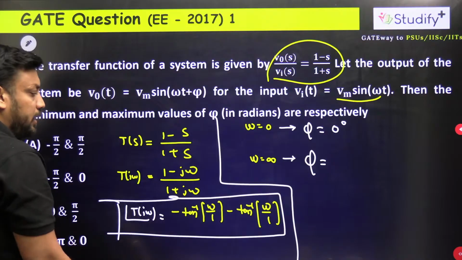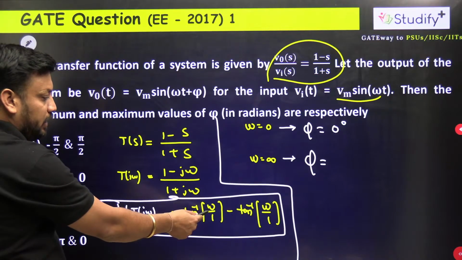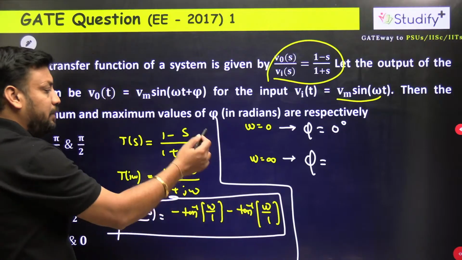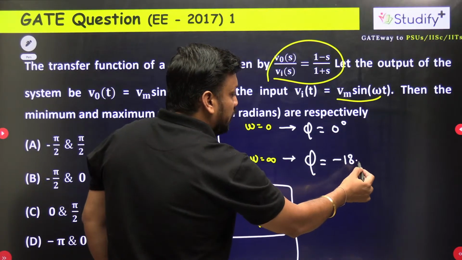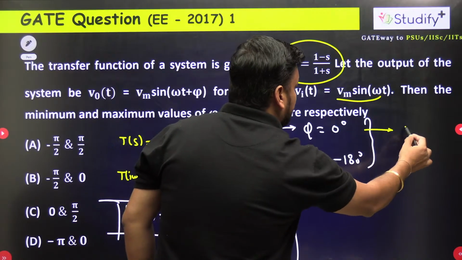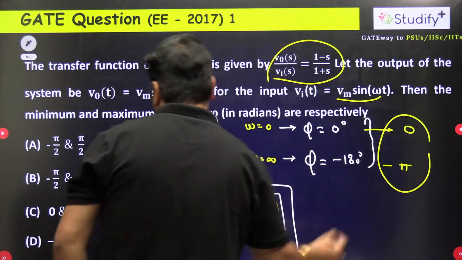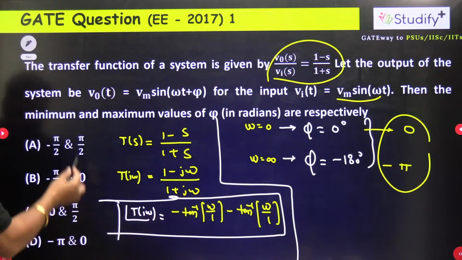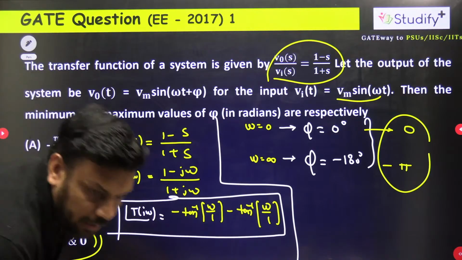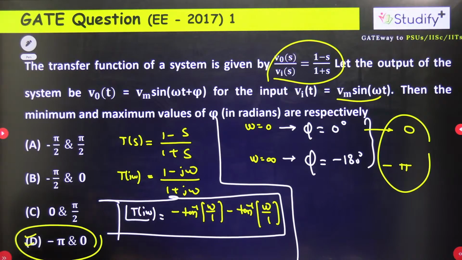Now, as omega tends to infinity, once you put omega infinity here, tan inverse infinity is how much? 90, and here also 90. Minus 90 minus 90 will become minus 180 degrees, sir. Correct answer is 0 and minus pi, even in radians. So the correct answer is 0 and minus pi. Where is it? Sir, this is option number D for Delhi. Absolutely correct, D for Delhi.